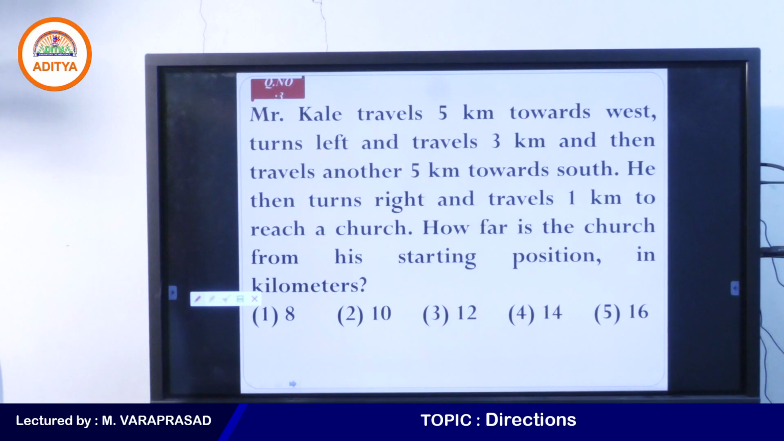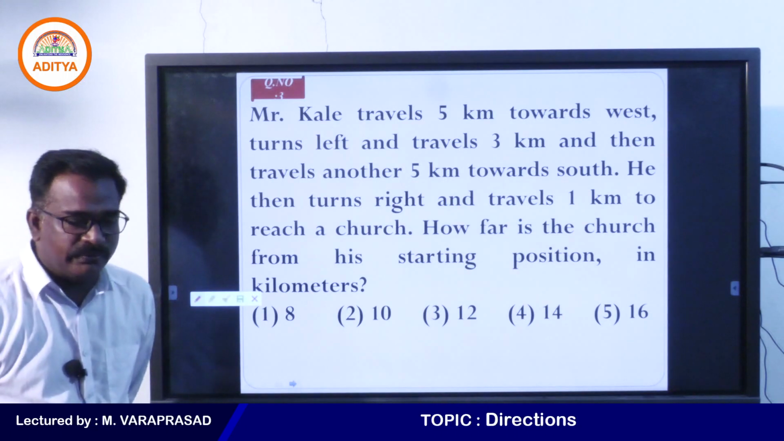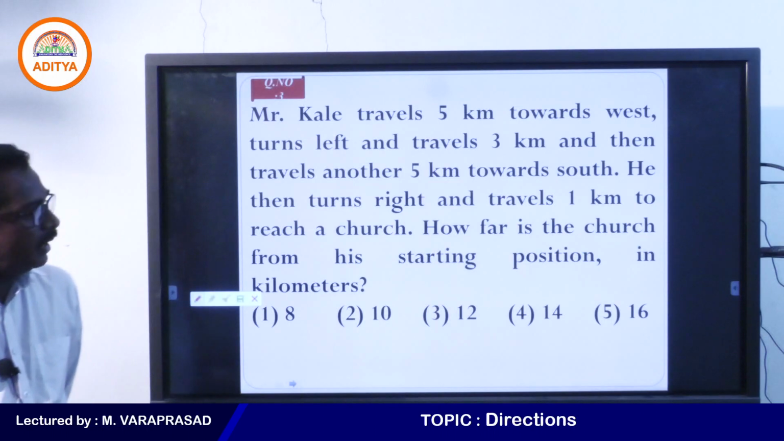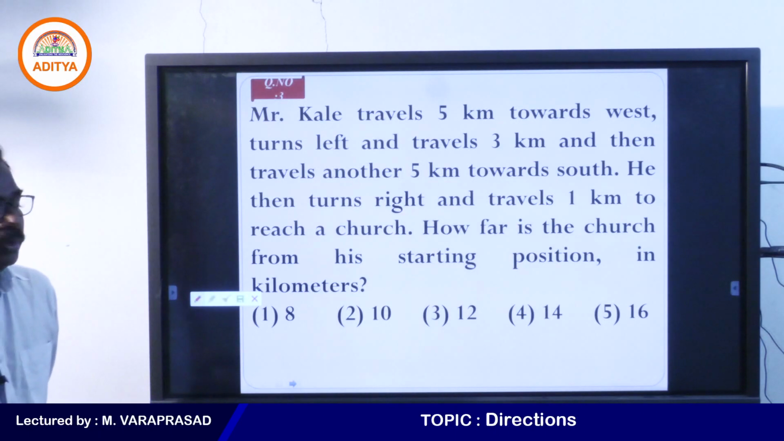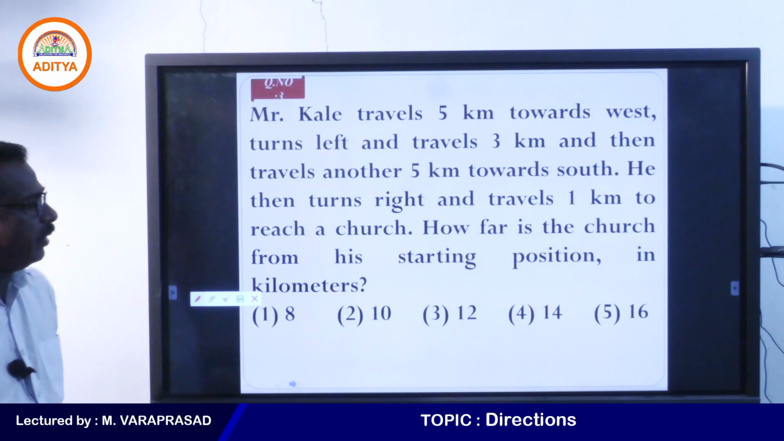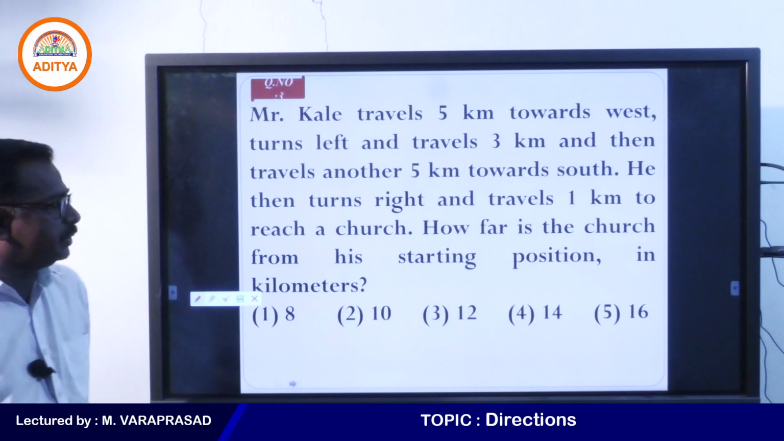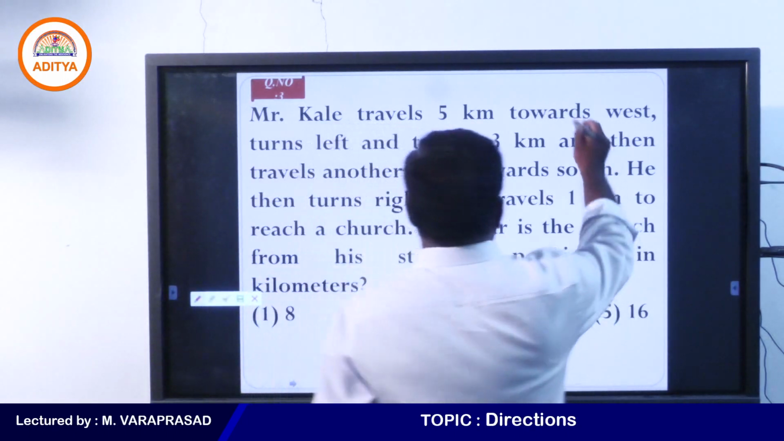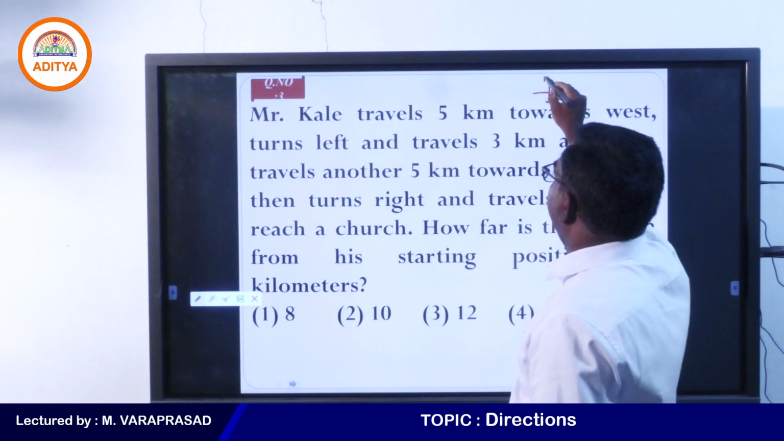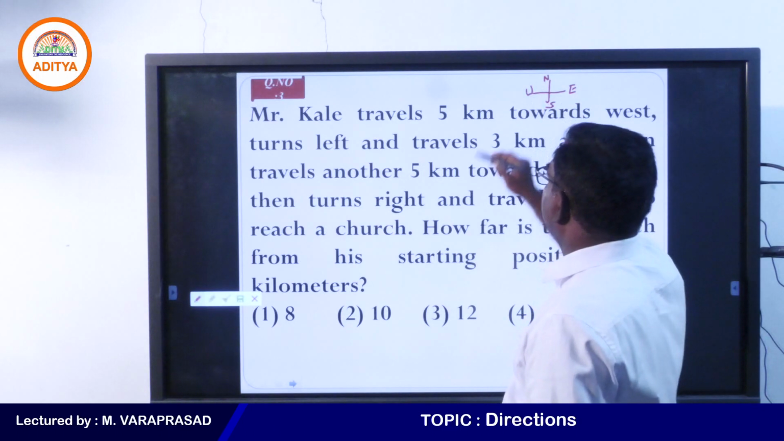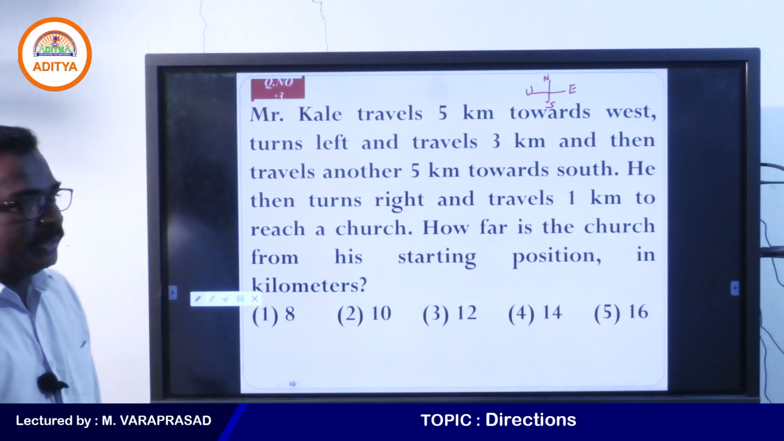Mr. Kale travels 5 kilometers towards west, turns left and travels 3 kilometers and then travels another 5 kilometers towards south. He then turns right and travels 1 kilometer to reach a church. How far is the church from his starting position in kilometers? When you are doing the sums, you can keep your diagram like this: north, west, north, east, south, west. See what is given here.